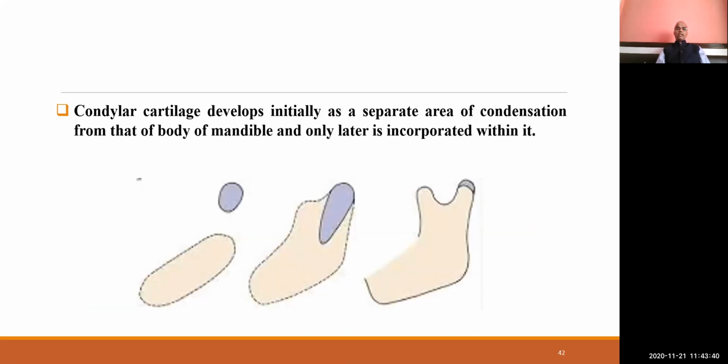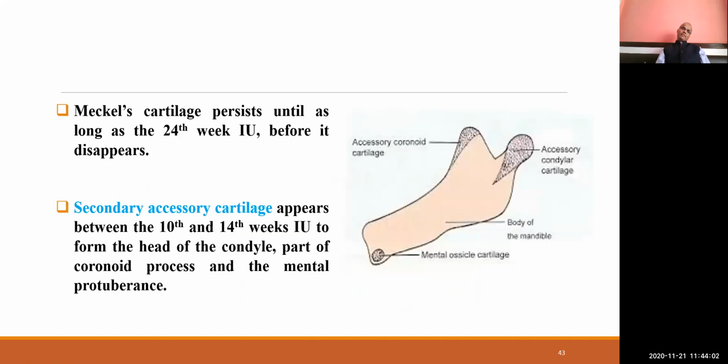The condylar cartilage develops initially as a separate area of condensation from the body of the mandible. This is the body of the mandible and this is the condylar cartilage. Only later does it incorporate within the body of the mandible. Meckel's cartilage persists until as long as the 24th week of intrauterine life before it disappears. And secondary accessory cartilages appear between the 10th and 14th week of intrauterine life to form the head of the condyle, part of the coronoid process, and the mental ossicles. These are the secondary accessory cartilages of the mandible.